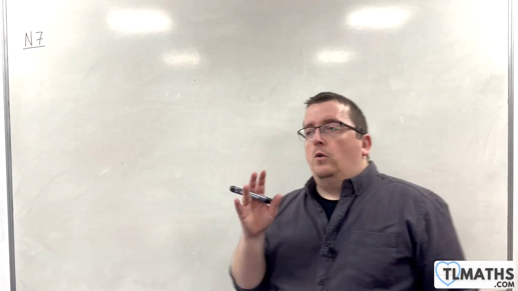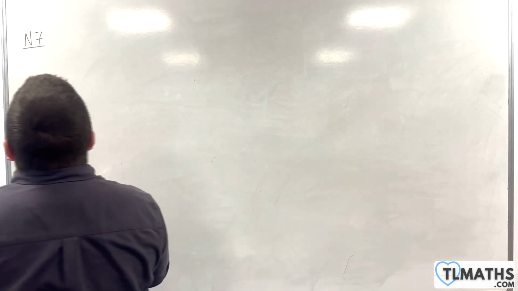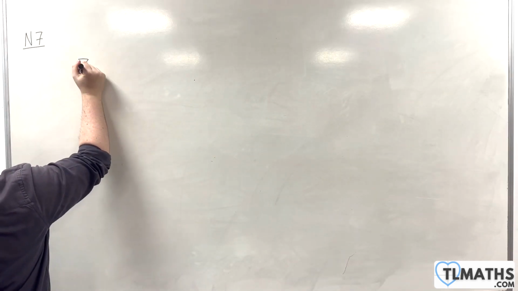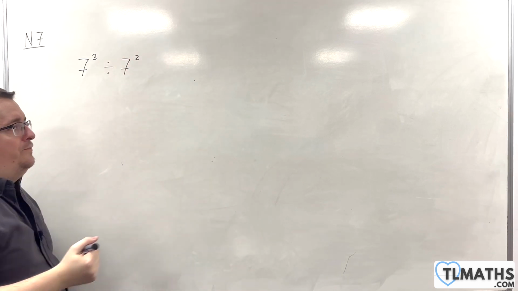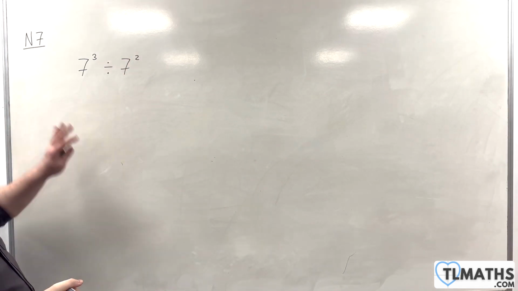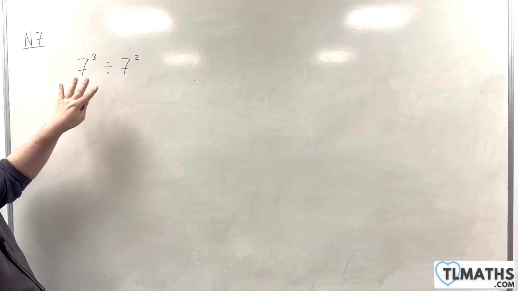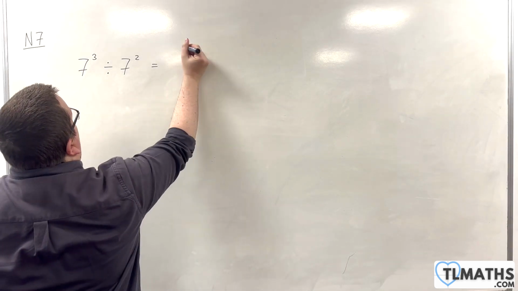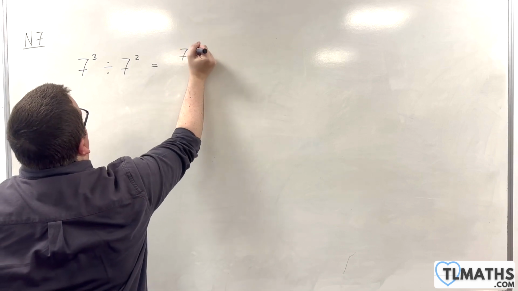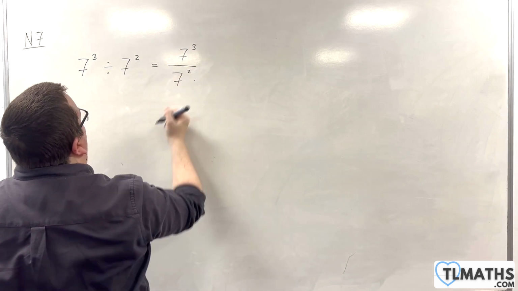So in this video, I want to explore what happens when we have something like 7 cubed divided by 7 squared. Now, the first thing I want to make sure we're clear on is that that means exactly the same thing as writing 7 cubed over 7 squared.